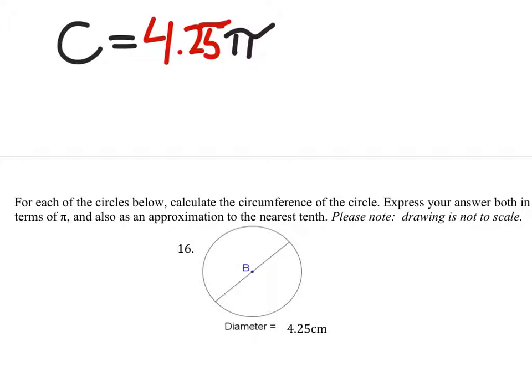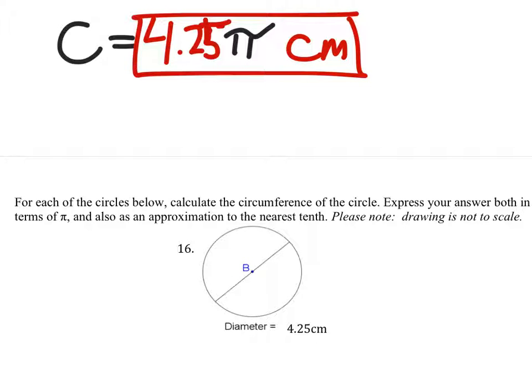4.25 pi, which is our exact answer, 4.25 pi in centimeters. This is our first answer. The approximation would be to take 4.25 and actually multiply it by pi, and we'll round that to the nearest tenth, which would be 13.4 centimeters.